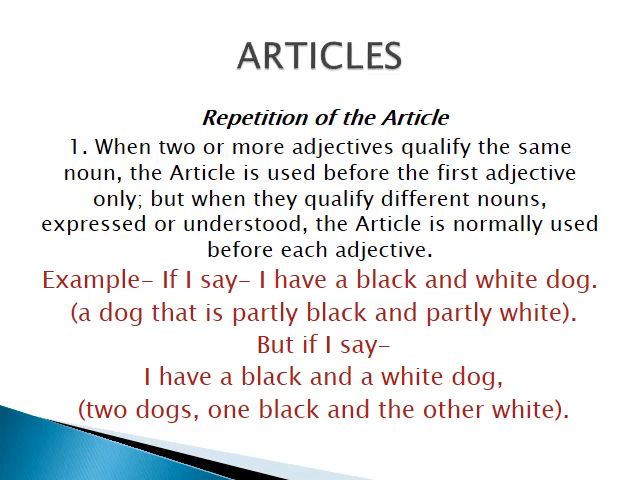But if I say I have a black and a white dog, as there is only one article used in the previous sentence, here it is different. It is the two articles that have been used, and for this reason they refer to two different dogs, a completely black one and another a completely white one.